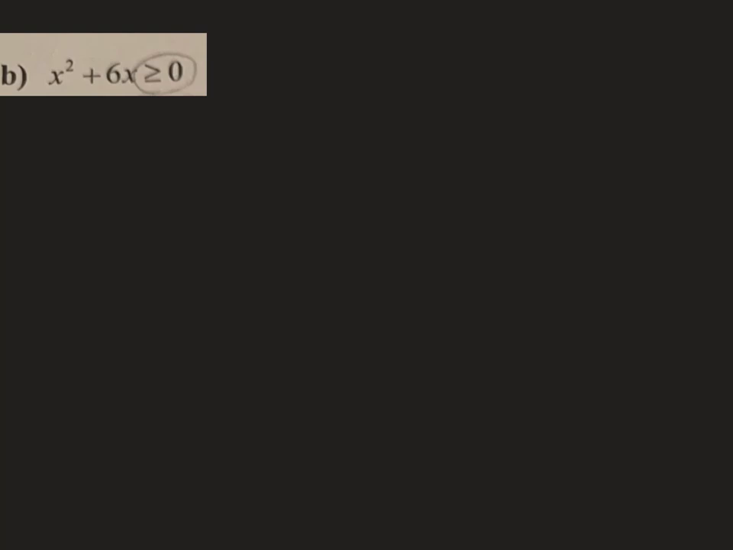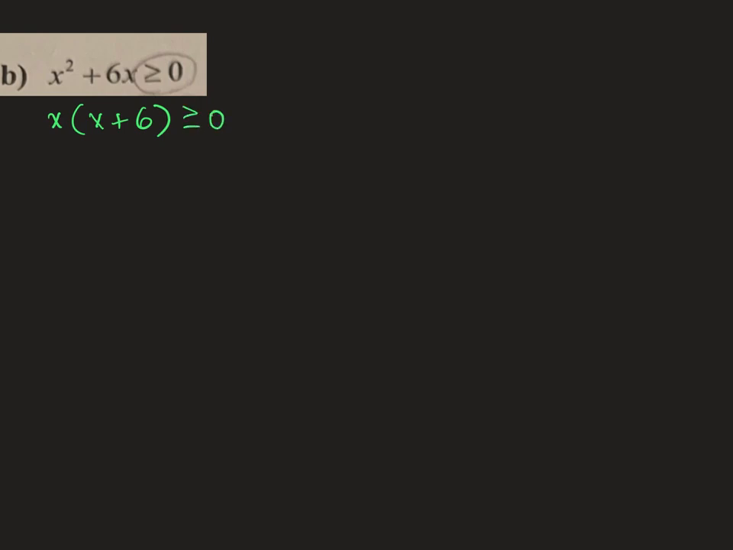Alrighty, let's take a look at this question. So we need to solve this quadratic inequality, x squared plus 6x is greater than or equal to 0. And with it being a quadratic, first thing we want to do is factor it. For this one, we can take out a greatest common factor of x, and that would leave in the brackets x plus 6 when we divide that out.